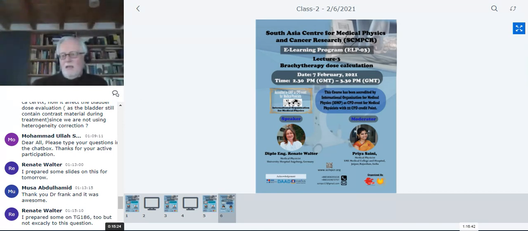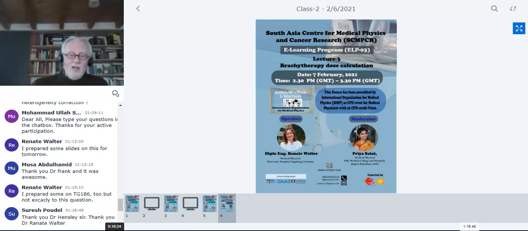And if you're irradiating something like a cervical cancer, the contrast in the bladder will be 10 centimeters away or 7 centimeters away, so who cares? The contribution is so small that it hardly makes any difference to the dose. Would that answer the question?